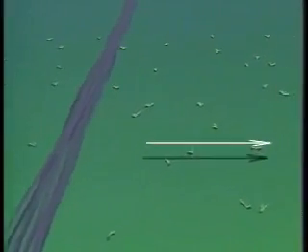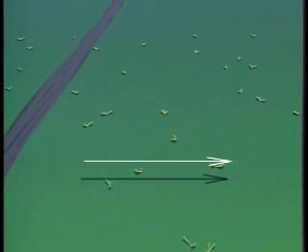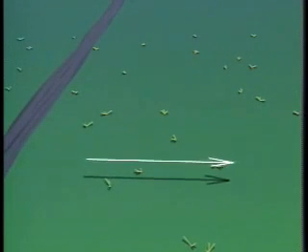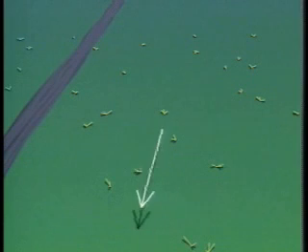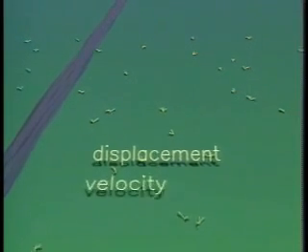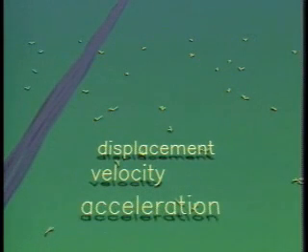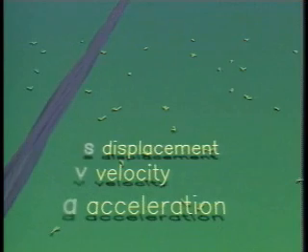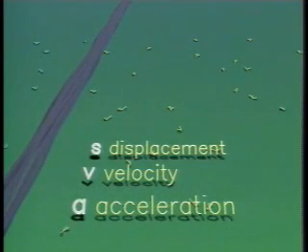A quantity that has both magnitude and direction is a vector, represented by an arrow. The arrow's direction is the direction of the quantity, and the length of the arrow indicates its magnitude. Displacement, velocity, and acceleration are all vectors. In equations, vectors are written in boldface.